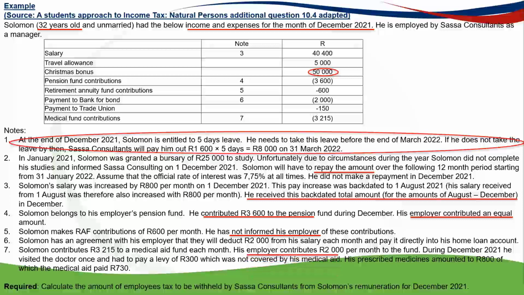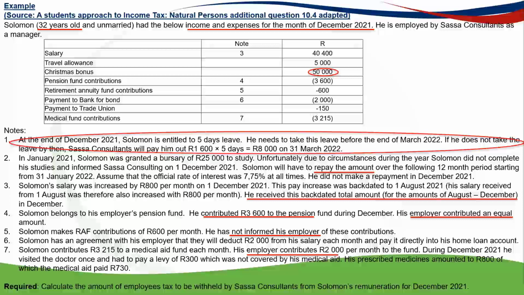The employer contributions to Solomon's medical aid fund will be remuneration as they are a taxable fringe benefit. So when you do your calculation of remuneration, you will need to include the employer's contributions to the medical aid in remuneration, as that is a taxable fringe benefit.